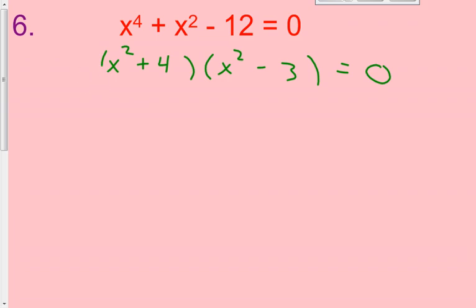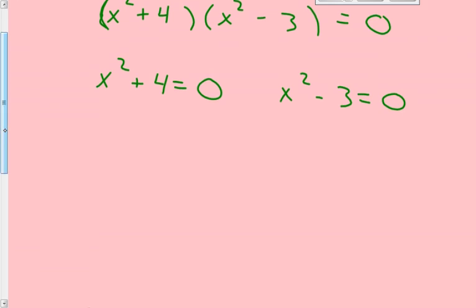Once we get to here, we now say, well, x squared plus 4, that equals 0. That's a factor that we're going to set equal to 0. And x squared minus 3, that also equals 0. It's a factor that equals 0. So now let's solve for x. You're going to subtract 4 from both sides, and then square root. So this is the same thing as a positive 4 times a negative 1.